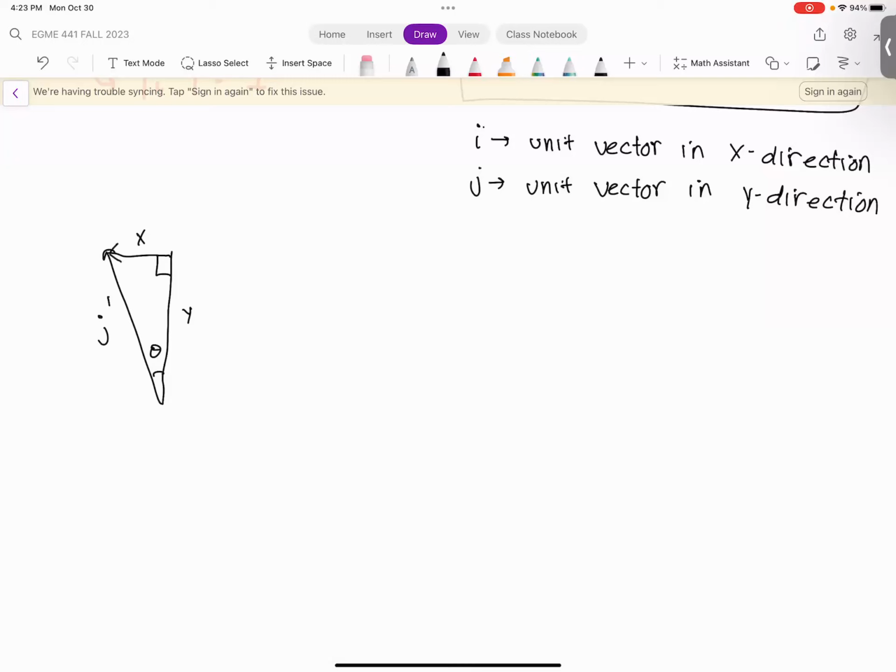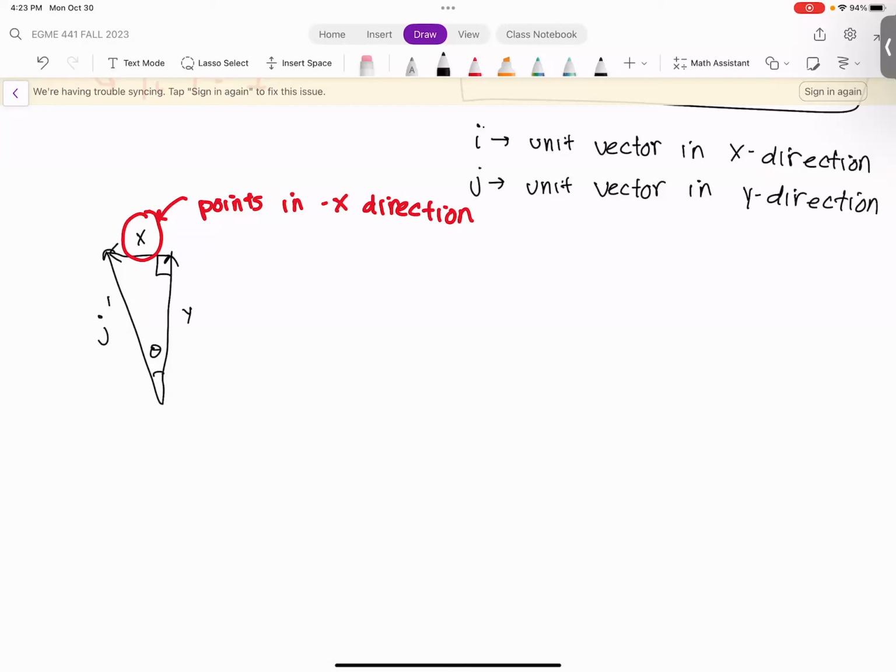One thing that's a little different here is that our x vector, our horizontal vector, is actually pointing to the left, so this is actually going to be a negative coordinate. Because it's pointing to the left, we say it's pointing in the negative x direction of our original coordinate system.